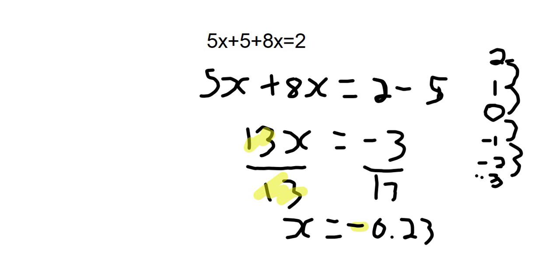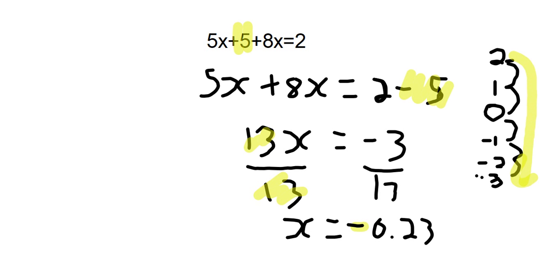So what did I do? I took that, see the plus 5? I subtracted 5 from both sides. That gave me a minus 5 here and made the 5 on the left disappear. Then I combined my x's. 5x's plus 8x's is 13. And 2 minus 5. So if I start at 2 and I go down 5, that brings me to negative 3.